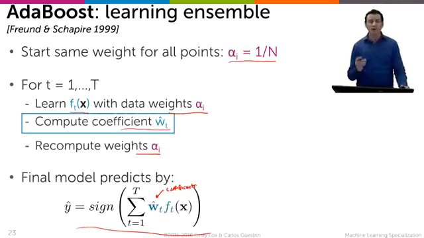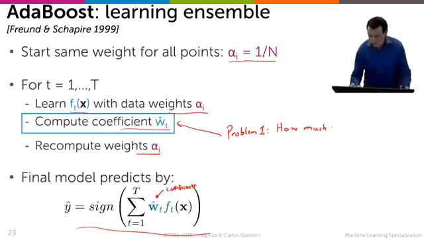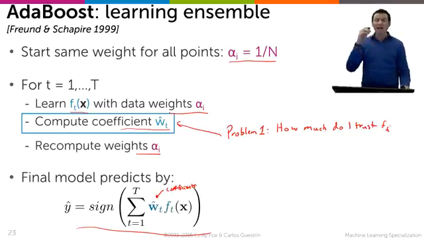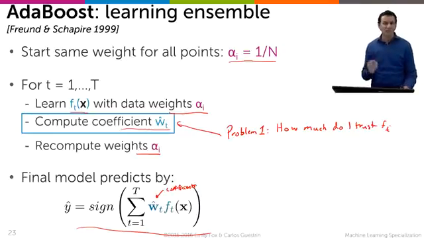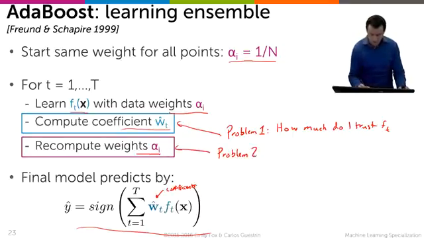There are two fundamental problems that we need to address when we're thinking about AdaBoost. One is, how do we compute the coefficient w hat t? Let's call that problem 1 in our module for today. Problem 1 is, how much do I trust f_t? If I trust f_t a lot, I should give it a very high weight. If I trust f_t very little, I should give it a very low coefficient. And then problem 2 is, how do you recompute the weights on the data points?